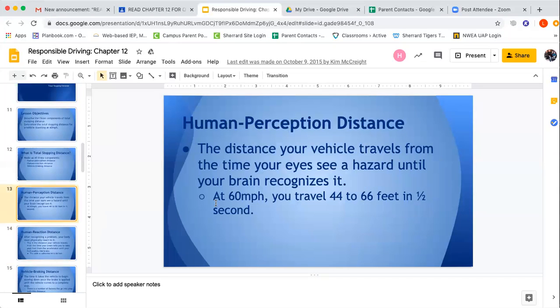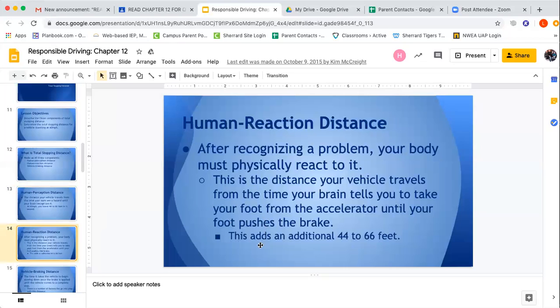So take a look back at this one. You're currently moving at 60 miles per hour, 44 to 66 feet in 1/2 second while you're just seeing that raccoon. Now you add an additional 44 to 66 feet as your body is reacting to what to do.